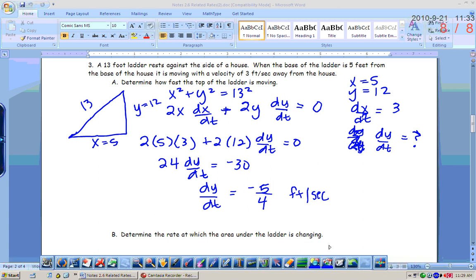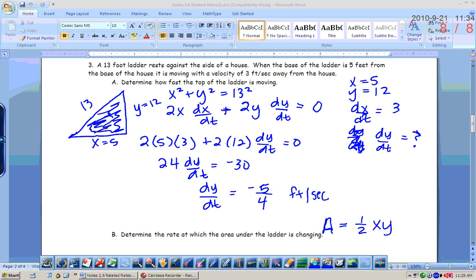Okay, determine the rate at which the area under the ladder is changing. So we're talking about this area all in here. So what do I need to do first? Get an equation for the area. So in terms of the variables that I've already used right here, what's the area of the ladder? 1/2 xy.